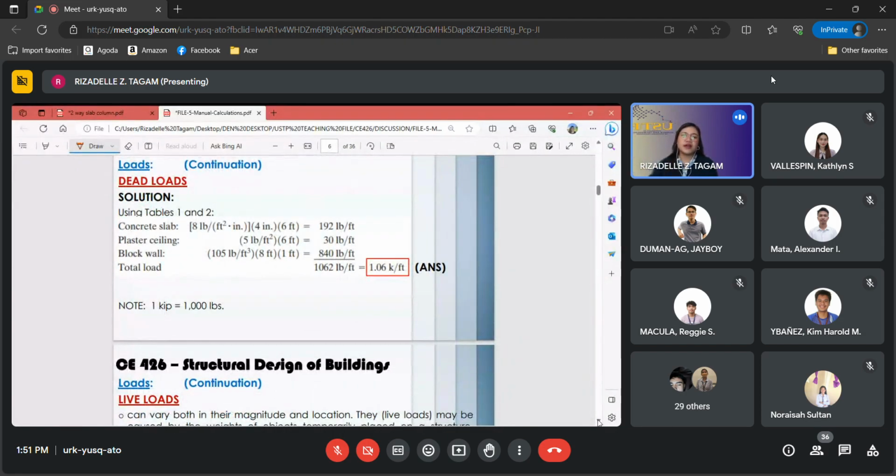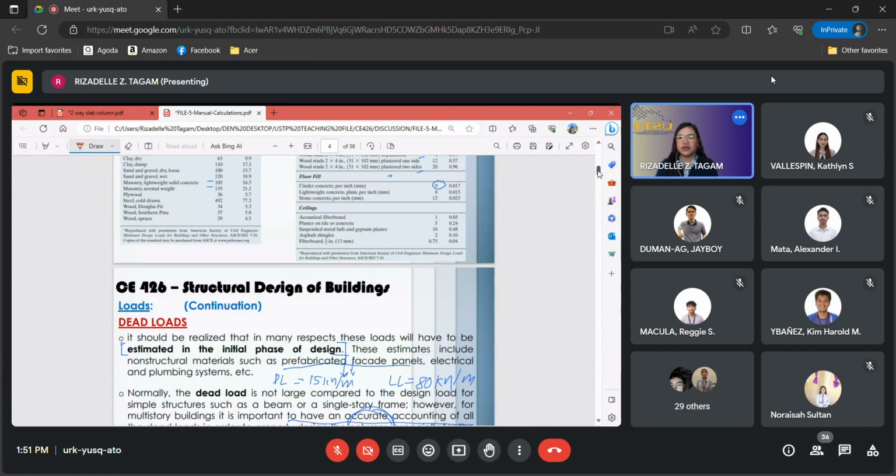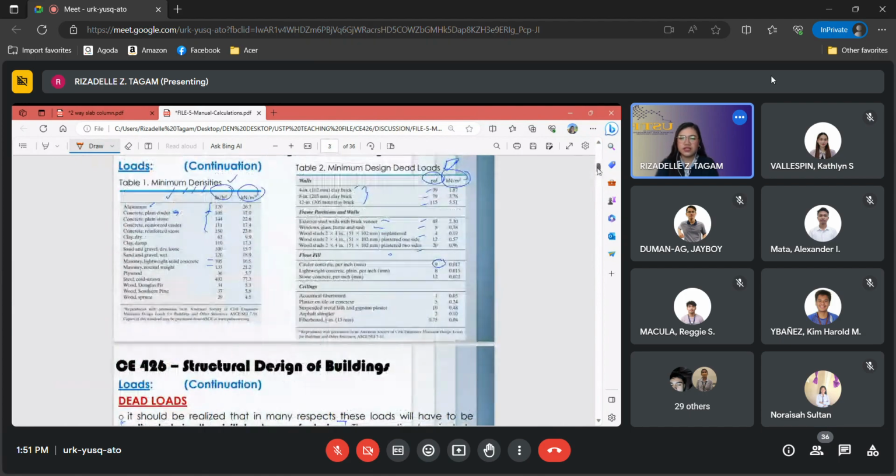So after you identify the dead loads: concrete slab, plaster ceiling, and then the block wall, we go to the table for our load specifications. Using tables 1 and 2, we look for the lightweight concrete slab. Back to table 2. Okay, slab, so the floor fill. The lightweight concrete slab is here.